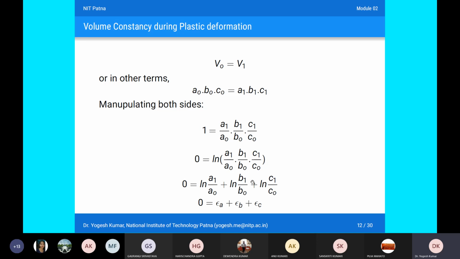So from volume constancy, we could conclude that the sum of all strains along the principal axes, that is x, y, and z, is equal to 0. Suppose along the x and y axis, if your total strain is positive, then obviously the strain along the z axis would have a negative value, and vice versa.